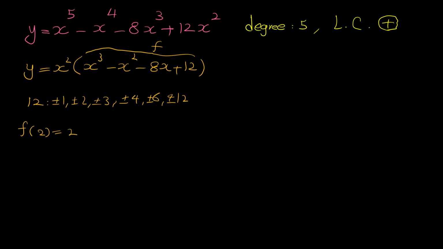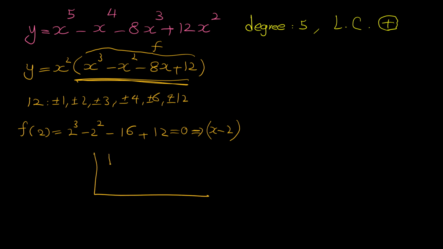We have 2 to the 3, 8, minus 2 to the 2, 4, minus 8 times 2, or 16, plus 12. 8 minus 4 is 4, 4 minus 16 is negative 12, plus 12 is 0. Because this is 0, immediately we know that x minus 2 is a factor for this polynomial. We use synthetic division, we write down the coefficients 1, negative 1, negative 8, 12. And what number do we have to write for synthetic division here? Yes, it is 2.